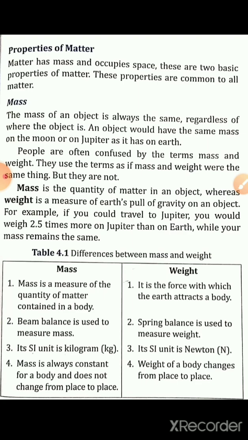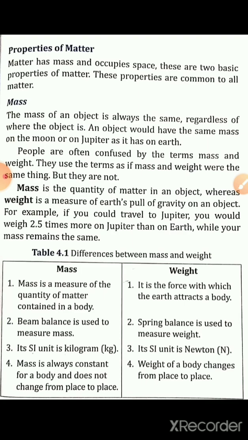So what is the difference between mass and weight? Mass is the quantity of matter of an object, whereas weight is also related to mass, but weight is the measure of Earth's pull of gravity on an object. Gravitational force, gravity is there, we know. Everything is related to gravity. If we throw a ball, it automatically comes back to the ground. That happens everywhere, that is Earth's pull of gravity.